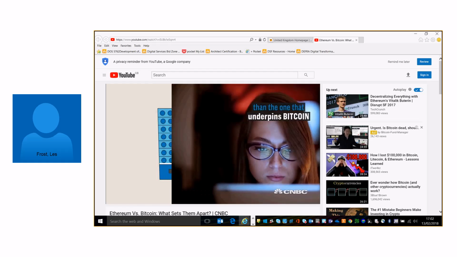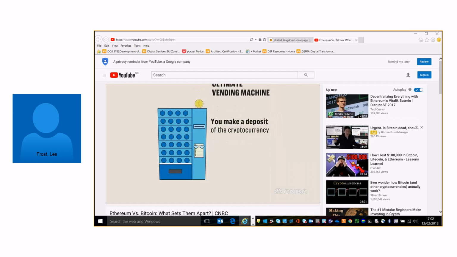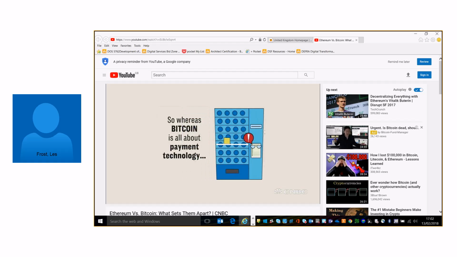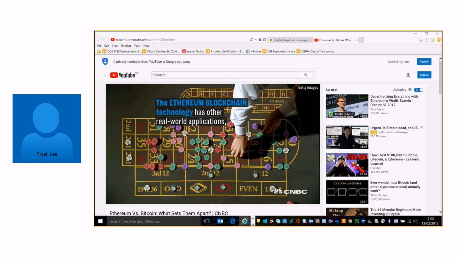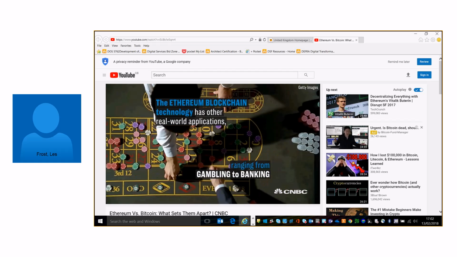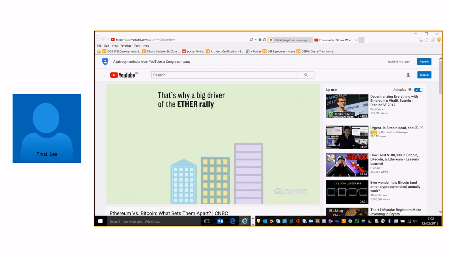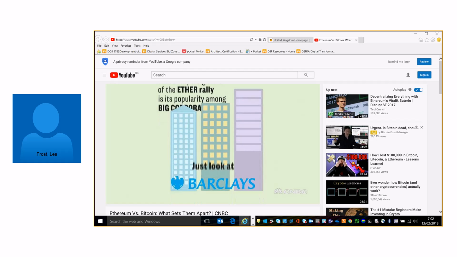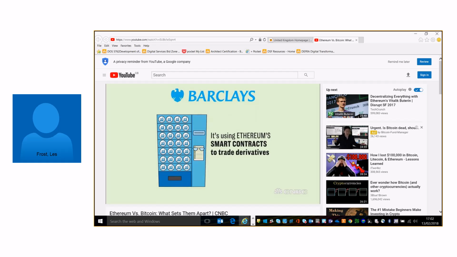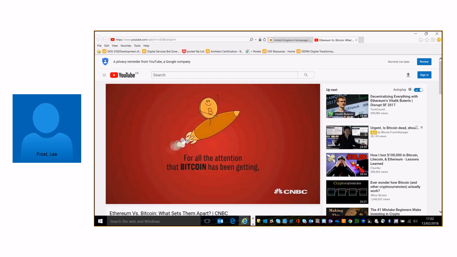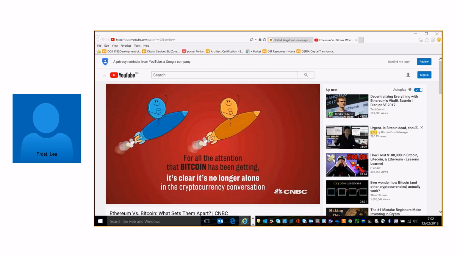It's like the ultimate vending machine. You make a deposit of the cryptocurrency with a specific product you want, and all the mechanics of that transaction are automated, right down to the penalty. You don't hold up your end of the bargain. So whereas Bitcoin is all about payment technology, the Ethereum blockchain technology has other real-world applications, ranging from gambling to banking. That's why a big driver of the Ether rally is its popularity among big corporates. Just take Barclays. It's using Ethereum smart contracts as a way to trade derivatives. Either way, for all the attention that Bitcoin has been getting, it's clear it's no longer alone in the cryptocurrency conversation.